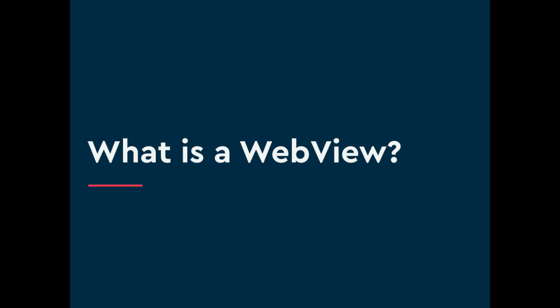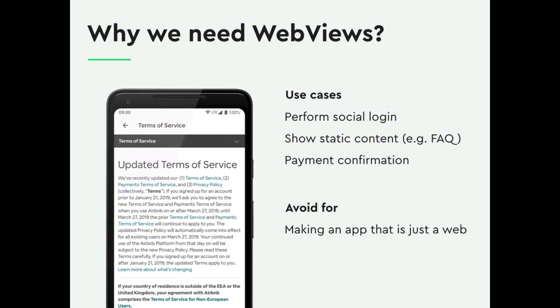So when do we use them? You will use them if you want to display something that already exists, so you don't have to implement it natively. This can be like showing a third-party website to confirm a payment. Maybe you don't want to implement that, of course, or showing some static content like the FAQ, because we normally don't have an API for that. We just show whatever we have on our website, which is fine.